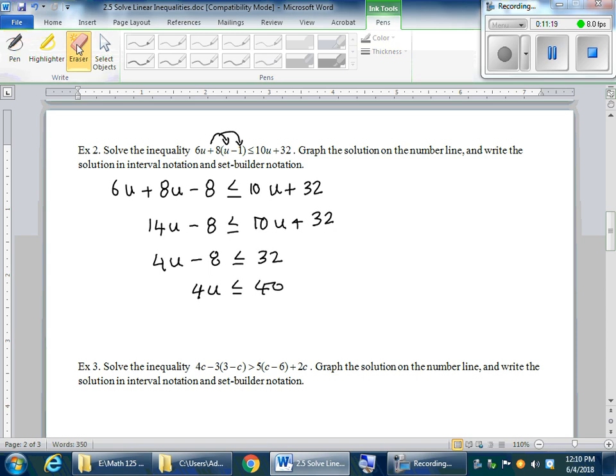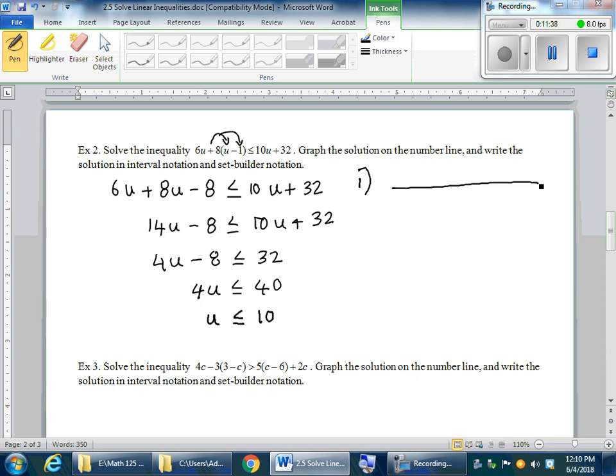So finally, we divide both sides by 4 to get our final answer. And since we are dividing by a positive number, the inequality symbol does not switch. So it will be u is less than or equal to 10.